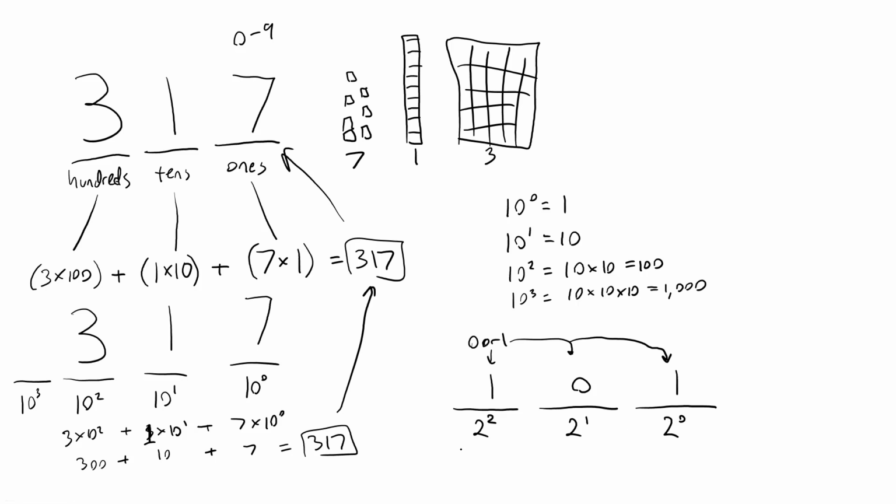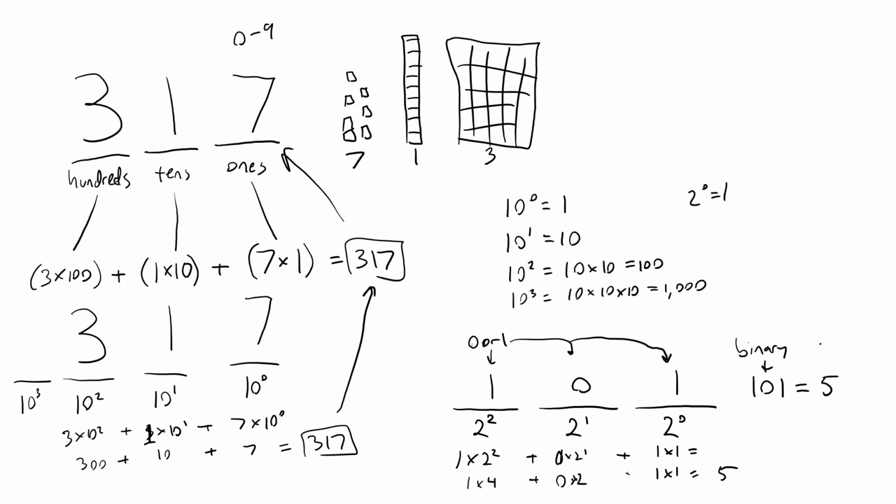So in this case, I would have 1 times 2 squared, or 1 times 4, plus 0 times 2 to the first, and that's just 0 times 2, plus 1 times 2 to the 0, which, like 10 to the 0, 2 to the 0 is also 1. So plus 1 times 1. I'm still writing out both lines here for completeness. So that is 1 times 4 is 4, plus 0, plus 1 is 5. So binary 1, 0, 1 is equal to decimal 5.